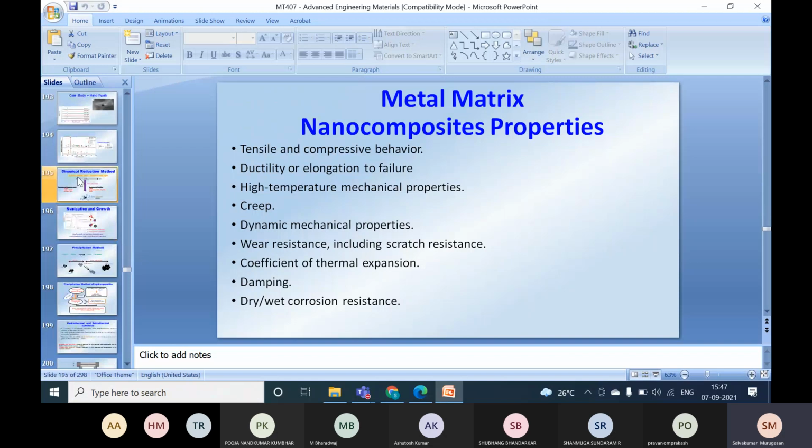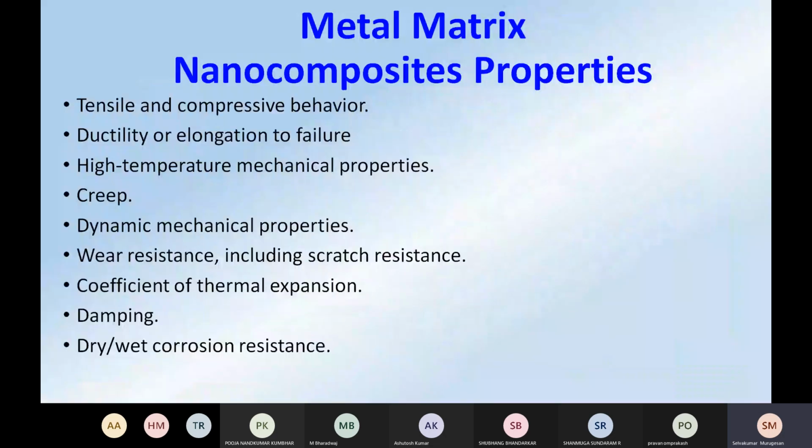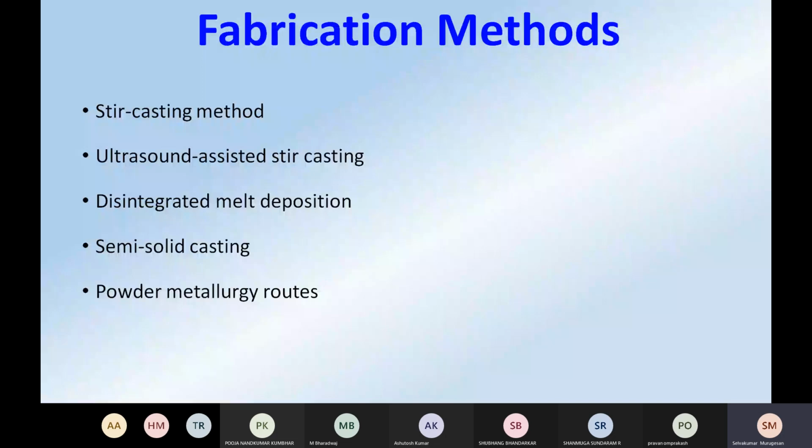These are a few techniques people quite often use for preparing a metal matrix based composite: the stir casting method, ultrasound assisted stir casting, disintegrated melt deposition for preparing coating based substrates, semi-solid casting, and lastly the powder metallurgy based route, like sintering, compacting and ball milling techniques, etc.